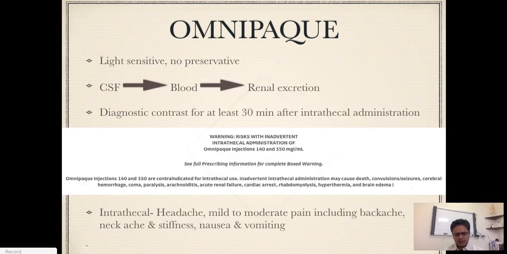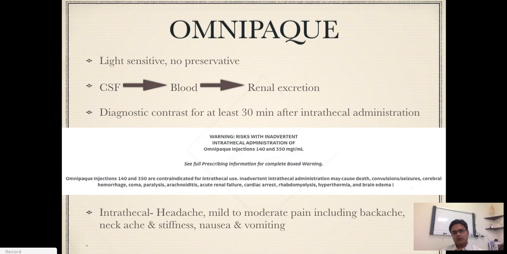So once you've injected the contrast, let's say it's gone intrathecally. From there, it will be taken up in the blood, and then the majority of it is excreted renally. Once you've injected it intrathecally, like for a myelogram, which is done mainly by the radiologist, it stays there for approximately at least 30 minutes, and it can be there even up to 1 hour.